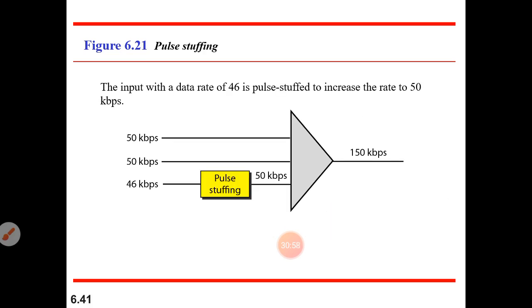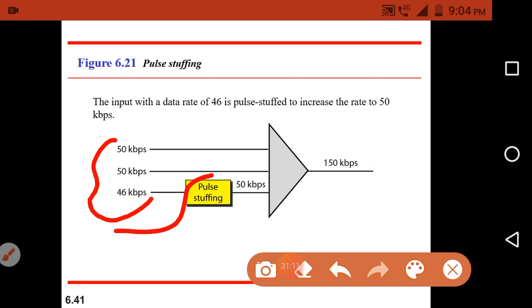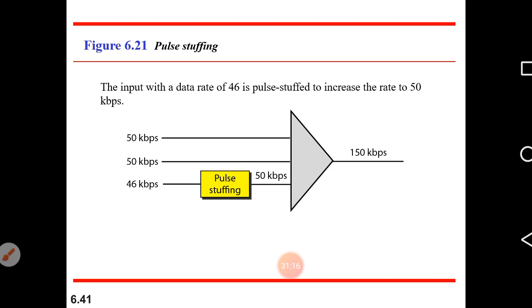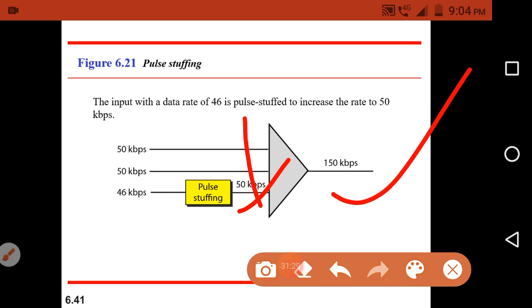So the slowest data rate here is 46 kbps, and we need to increase this data rate to 50 kbps. How do we increase it? By adding some additional bits into this data rate. That is what we call pulse stuffing. When we add some additional bits, the rate increases to 50 kbps. Now all the links can send the same data rate, then we multiplex and get the final output as 150 kbps. That is what we call pulse stuffing.